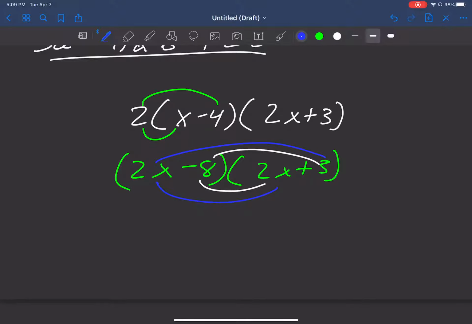So 2x times 2x is 4x squared. 2x times 3 is just plus 6x.